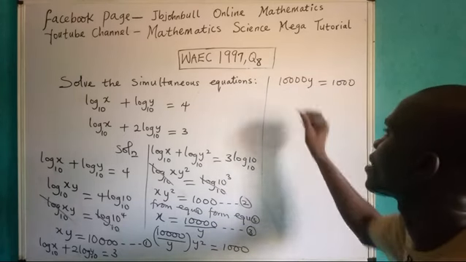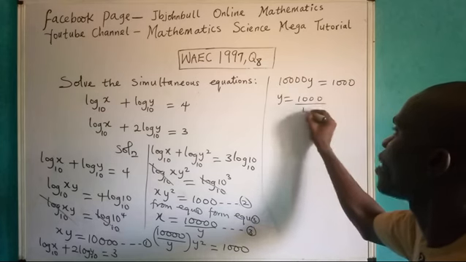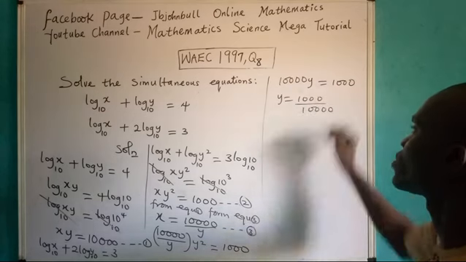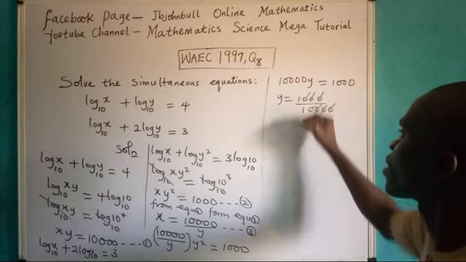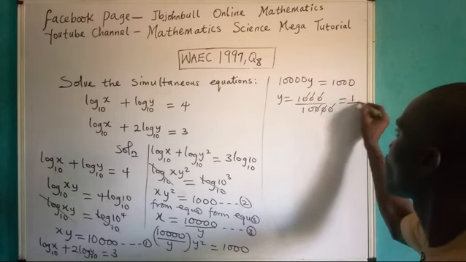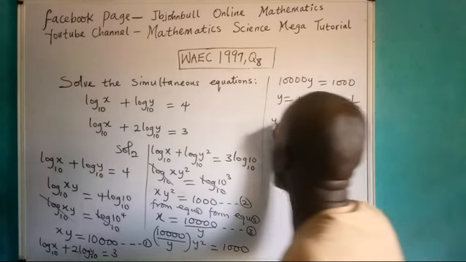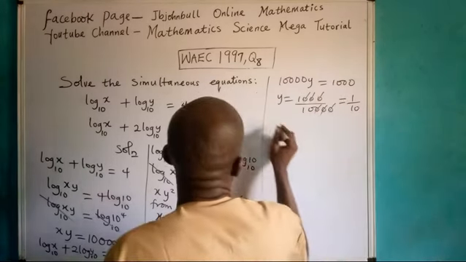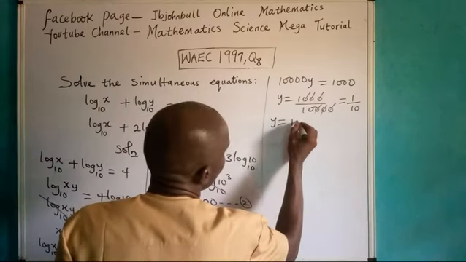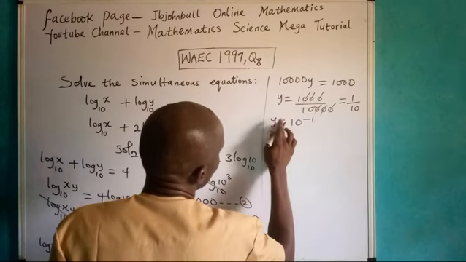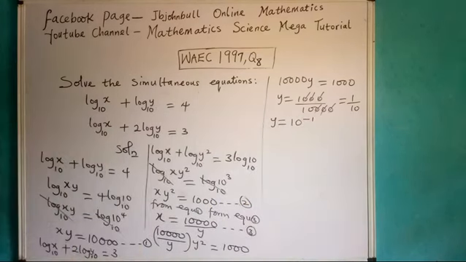Divide both sides by 10,000. When we do that, we are going to have 1,000 divided by 10,000. It means that 0 cancels 0, 0 cancels 0, and this 0 cancels 0. What is left is 1 over 10, and this 1 over 10, we can put in exponential form. If you give a negative exponent, that is to say y is equal to 10 power minus 1.